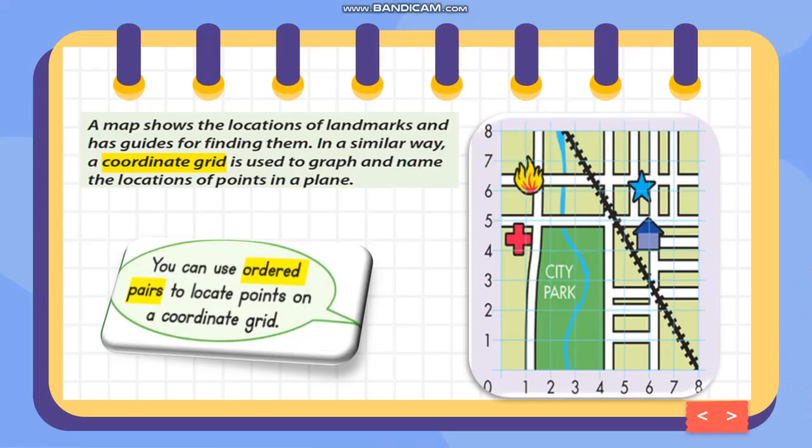Let's analyze this problem. A map shows the locations of landmarks and has guides for finding them. In a similar way, a coordinate grid is used to graph and name the locations of points in a plane. So you can use ordered pairs to locate points on a coordinate grid.